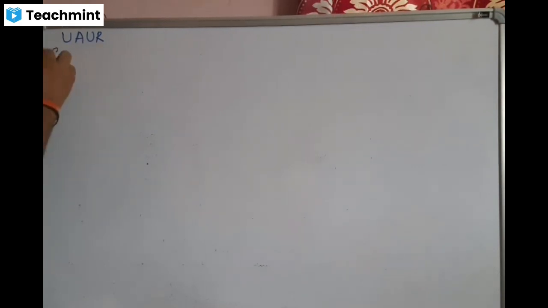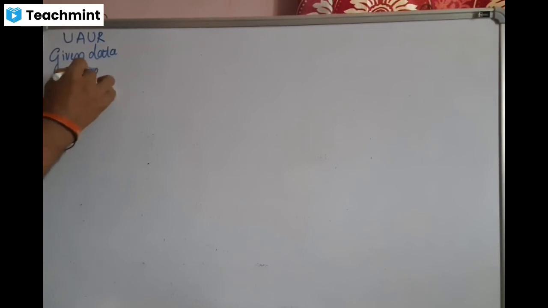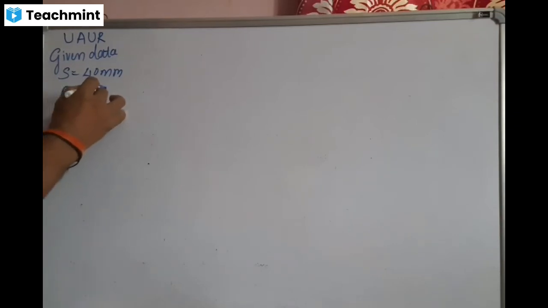So now this is a case of uniform acceleration and uniform retardation. Okay, now let us go for given data here. So stroke is given 40 mm. Outstroke angle theta naught is given. This is what 100 degree.